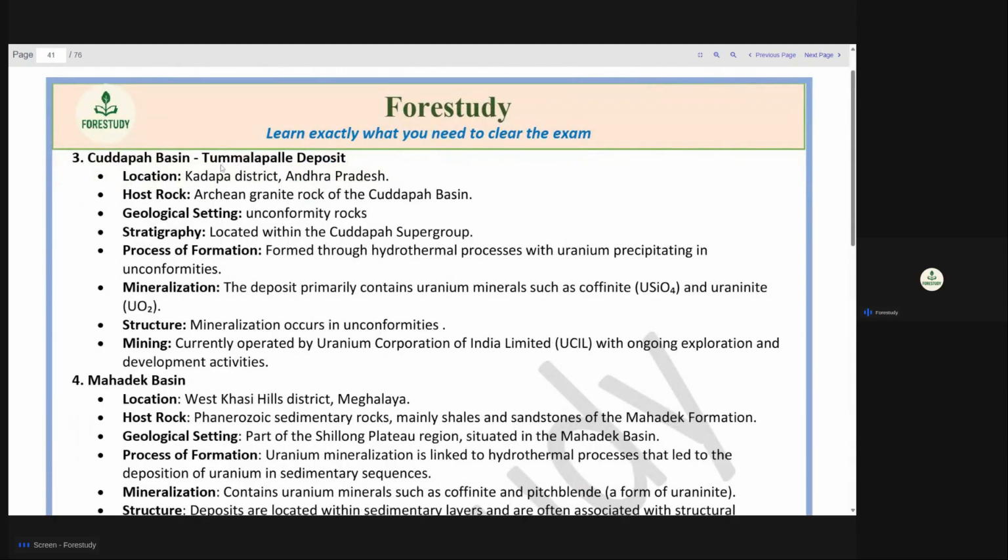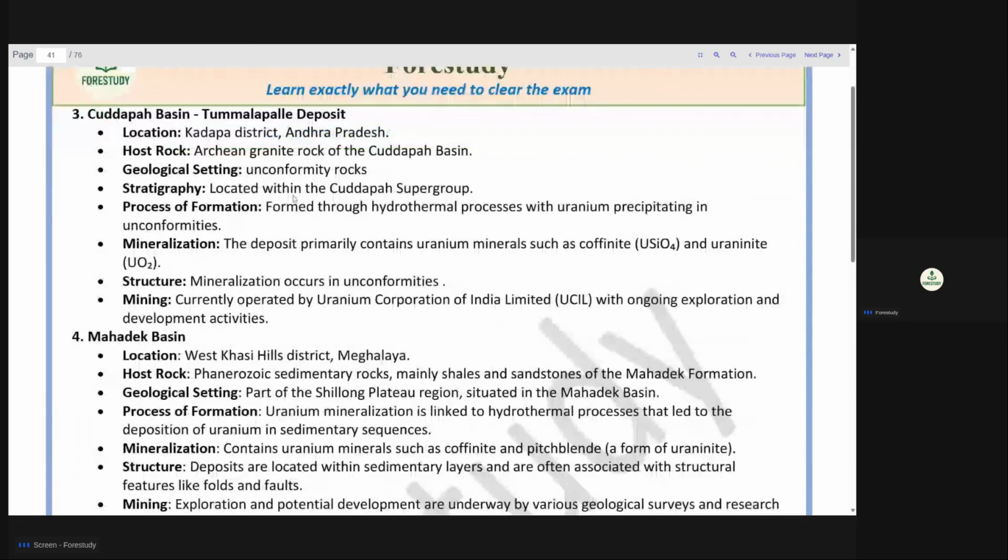Then Kadapa Basin, that is Tummalapalle deposits, located in Kadapa district, Andhra Pradesh. Archean granite rocks of the Kadapa Basin, unconformity rocks. So remember in Tummalapalle we have unconformity rocks. This is very important. Geological setting is unconformity rocks, located within the Kadapa supergroup. Process of formation is through a hydrothermal process with uranium precipitating in unconformities. Mineralization: this deposit primarily contains uranium minerals such as coffinite and uraninite, UO2. Structure: mineralization occurs in unconformities. Mining is currently operated by UCIL again, with ongoing exploration and development activities in the Kadapa basin.